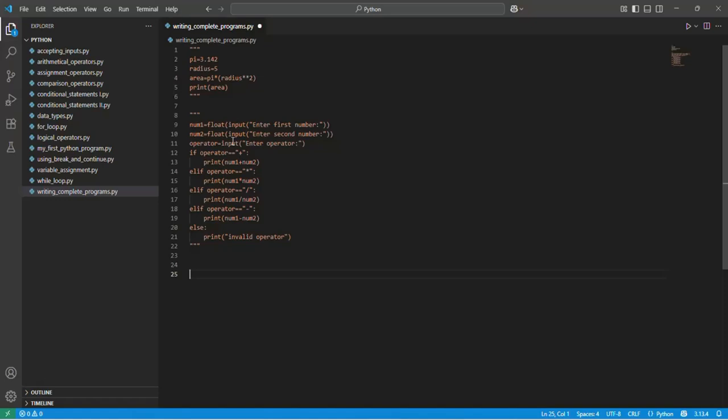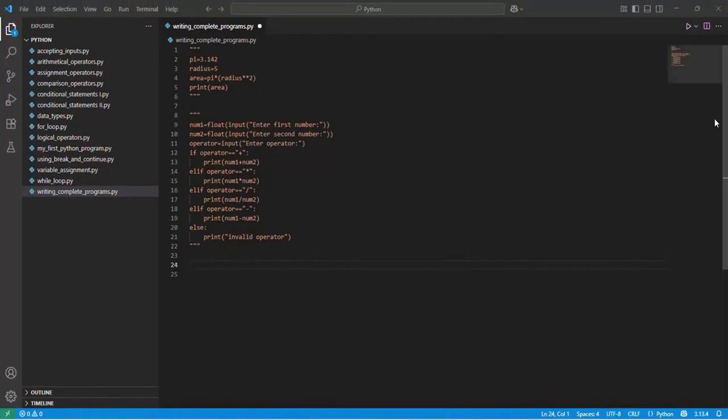And also when you are writing software for financial calculation, like the one the banks use, because the banks always deal with decimal values. So we have to enter number one, and then number two, which is the second number, and then you have to enter the operator, either addition, multiplication, division, or subtraction.